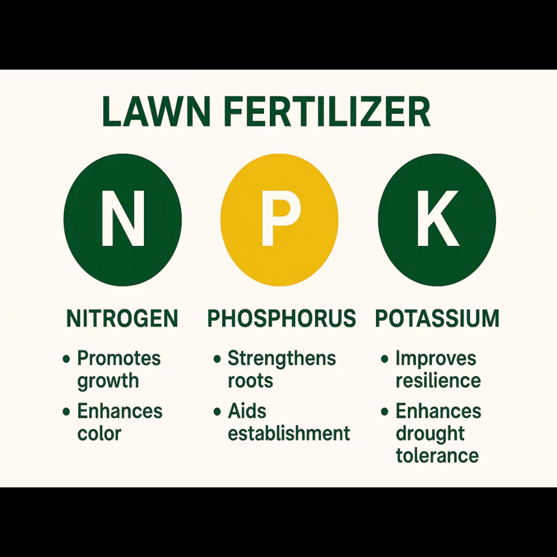Once you receive your soil report and understand what your lawn needs, it's time to focus on the three essential macronutrients, nitrogen, phosphorus, and potassium, the trio found on every fertilizer label.